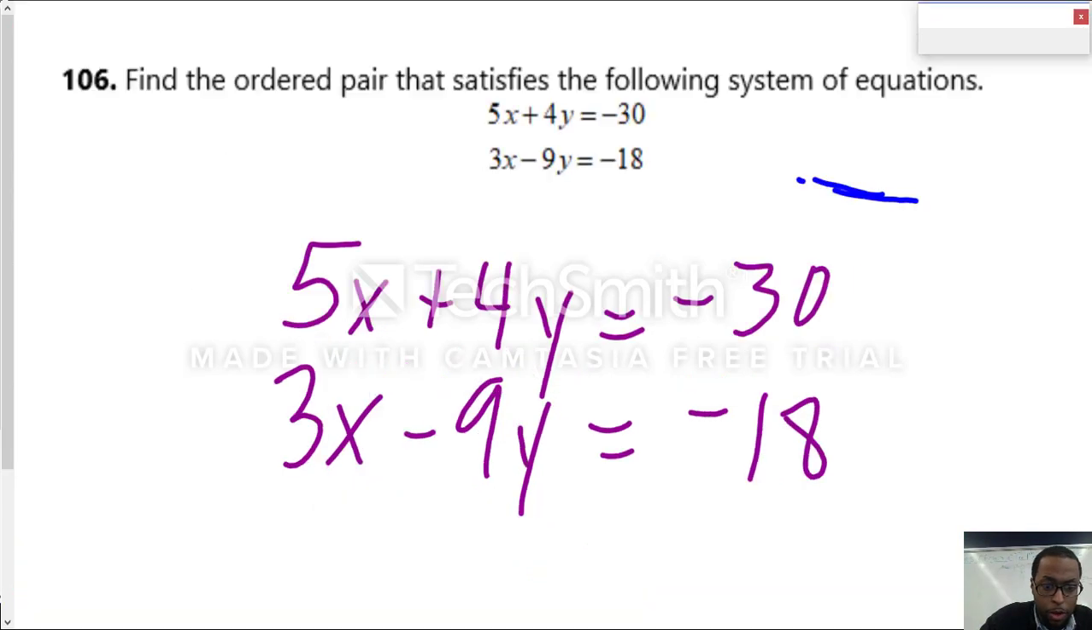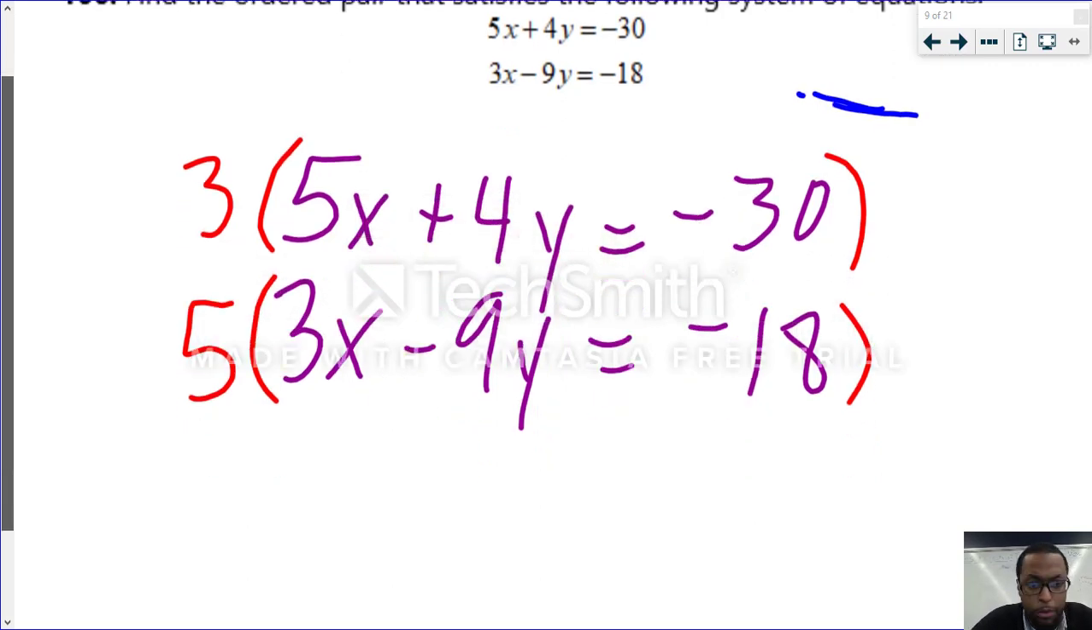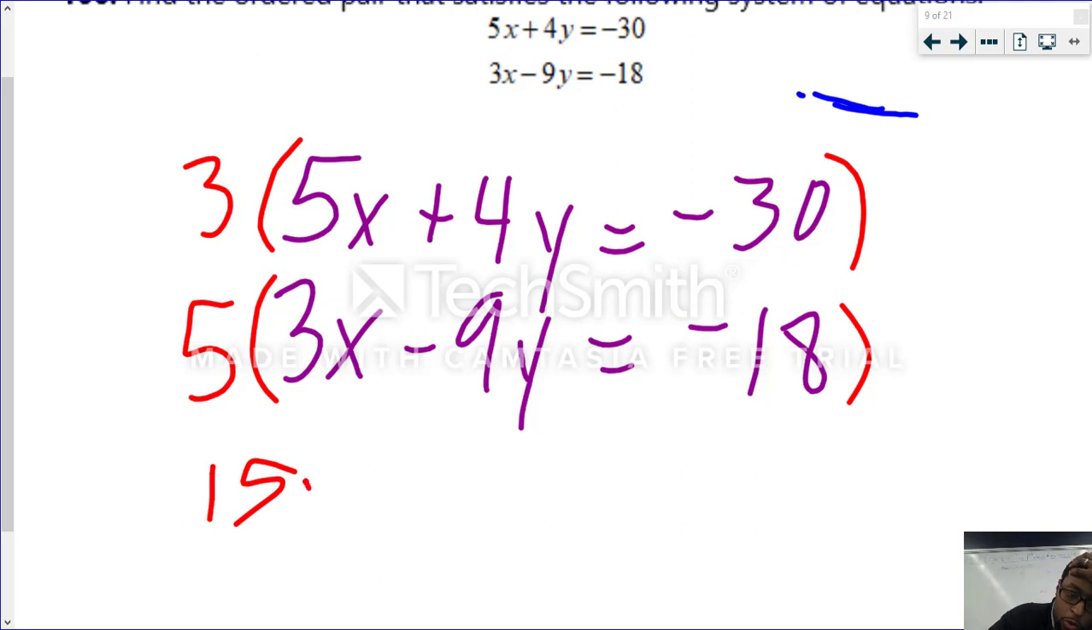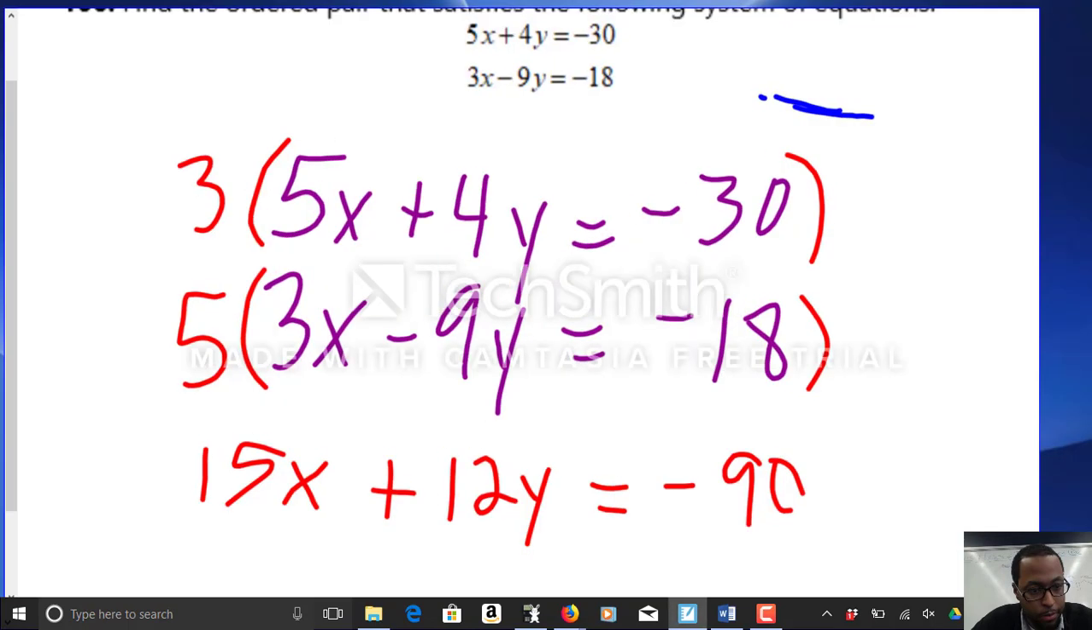How do I change the x's? Well, I want these two to be the same, so I'm going to multiply them by the opposite. So I'm going to multiply this by 3. I multiply the bottom by 5. Okay. So in this case, you have to change both equations. So I'll do the first one first. 3 times 5 is 15x. 3 times 4 is 12y. 3 times negative 30 is negative 90. Do the second one.